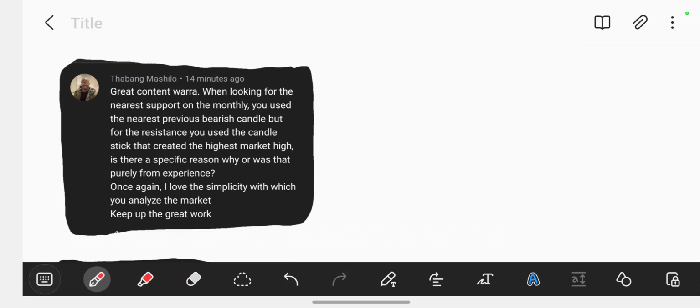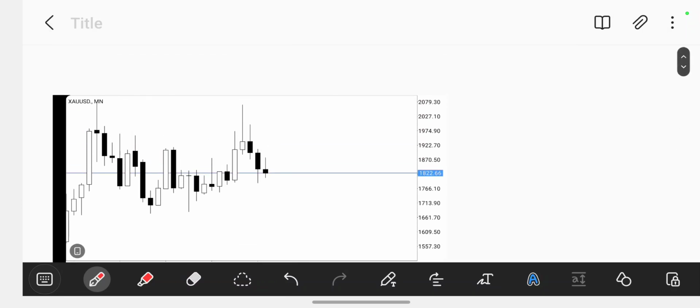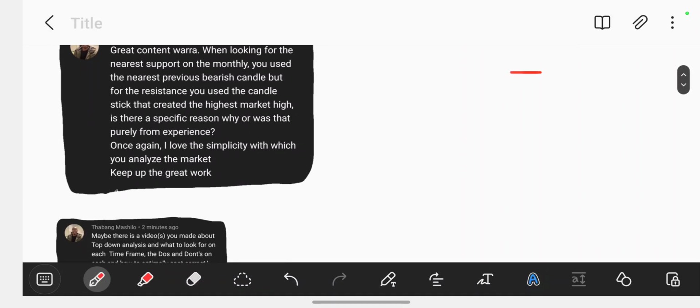In his question, he's asking that when looking for the nearest support on monthly, so he's talking about this chart, we'll come back to it just now. On monthly, you used the nearest previous bearish candlesticks, but when I was checking for resistance, so this is what I used for support, and then when I was doing the resistance, I used the candlestick that created the highest mark or the higher high. Is there a specific reason why, or was that purely from experience?